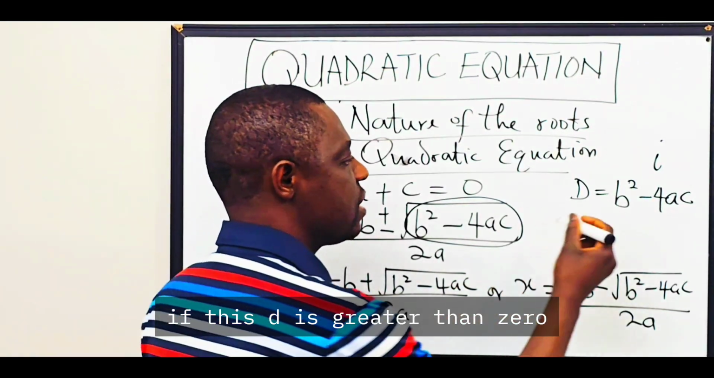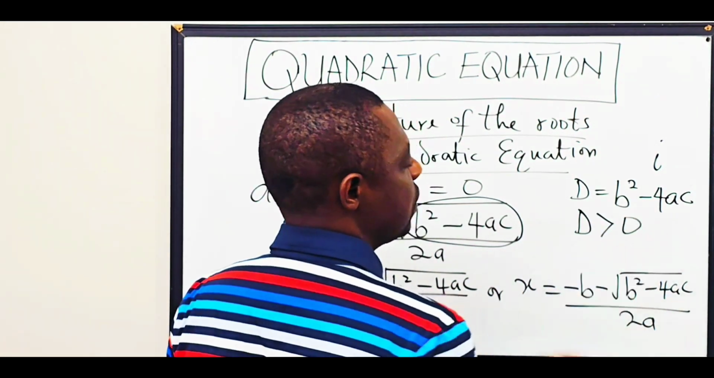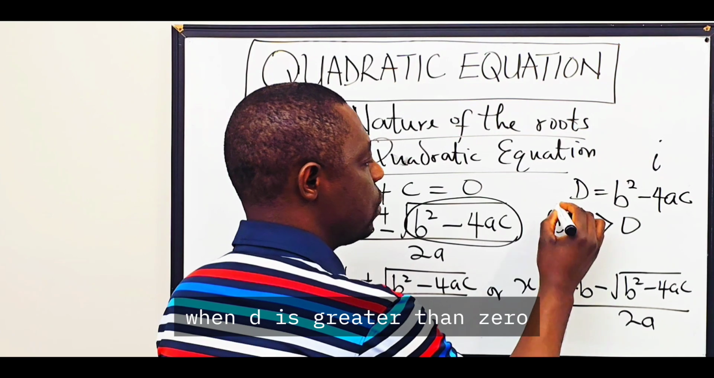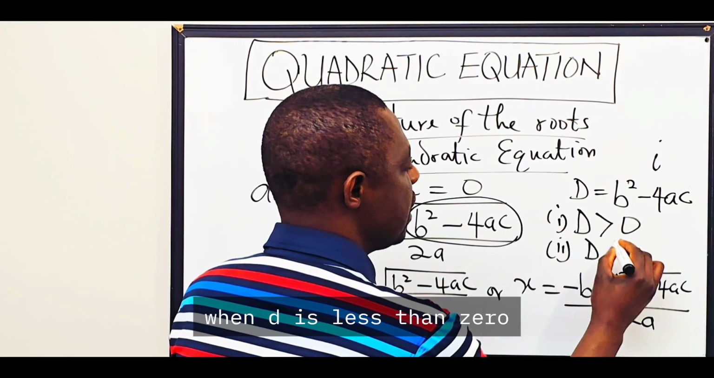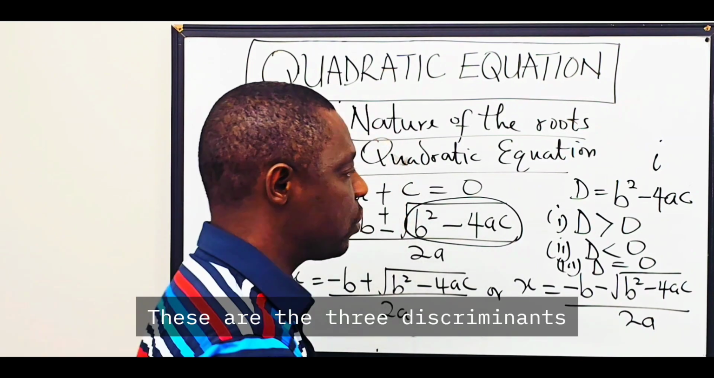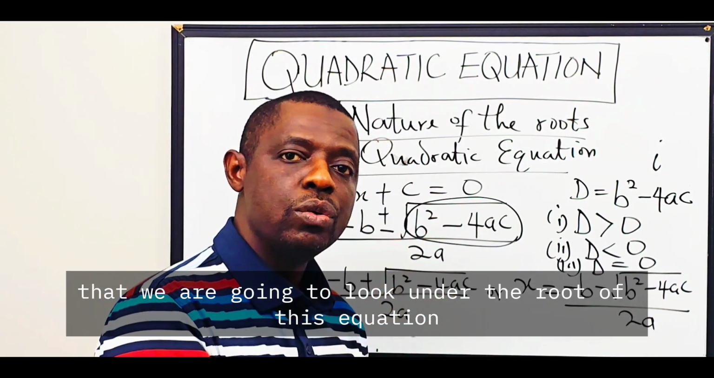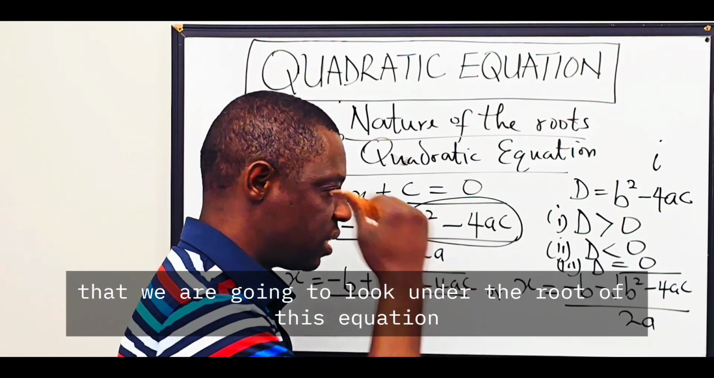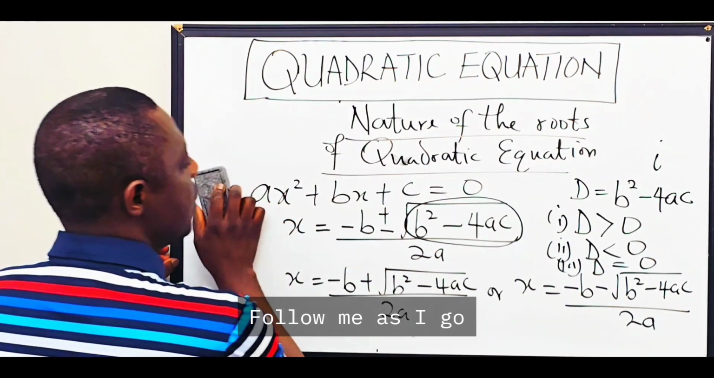So we're going to look at when d is greater than 0, when d is less than 0, and when d is equal to 0. These are the three cases of the discriminant that we are going to look at under the root of this equation. Follow me as I go.